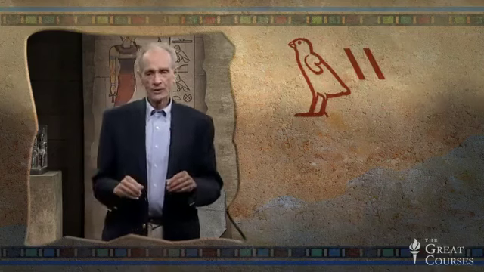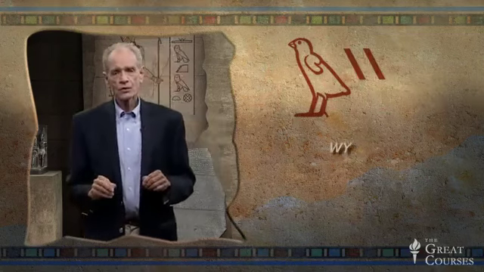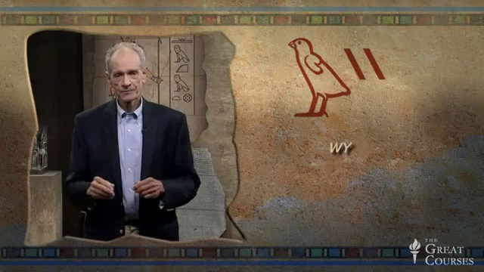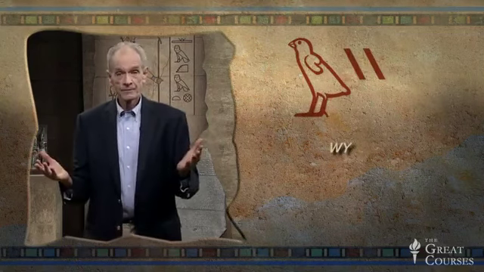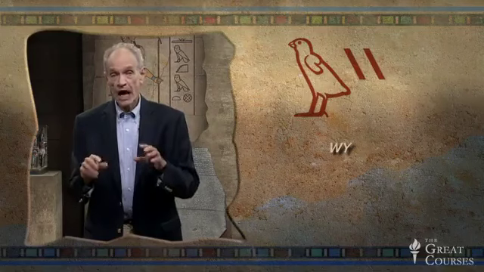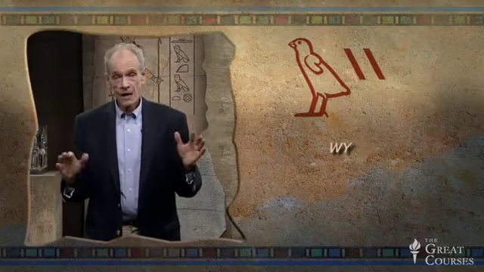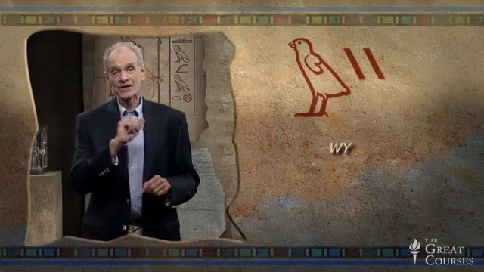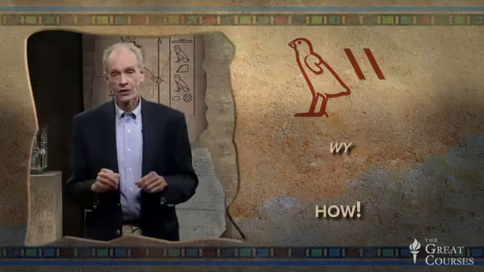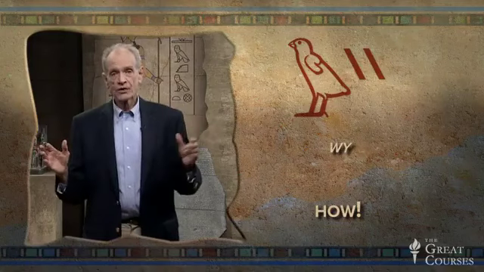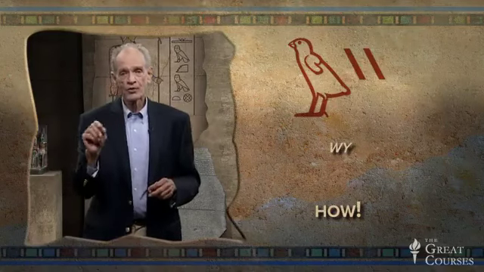One more vocabulary word. It was pronounced wy, the quail chick. Gives us the W, and the two strokes are the Y. Now, so you can remember it, I call it the wowie bird. That's because it's an exclamation for how. Like, how beautiful is your house? Or how bad this is. So just remember the wowie bird when you see it.